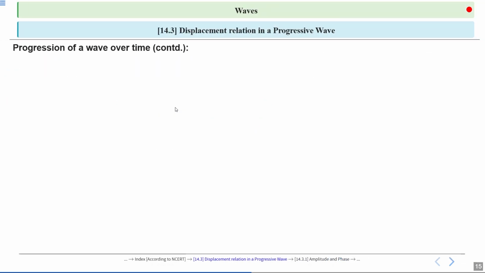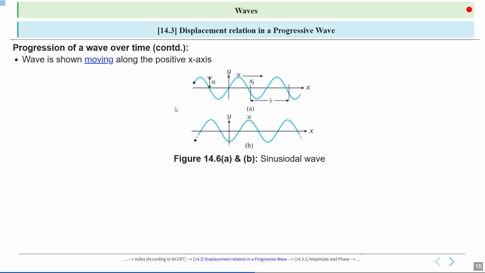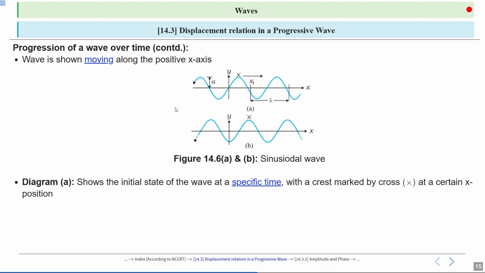Now, here we see a diagram showing a wave moving to the right along the positive x-axis. The sinusoidal shape is typical of many waves like sound or light. In diagram A, 14.6a, we see the wave at its starting position at a specific moment in time. The crest is marked with a cross showing exactly where it is along the x-axis. This helps us set a reference point to see how the wave changes as time passes.